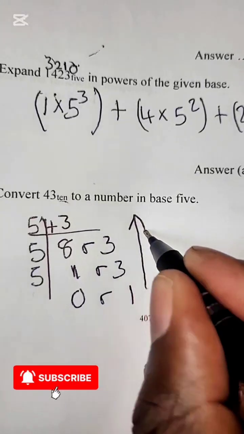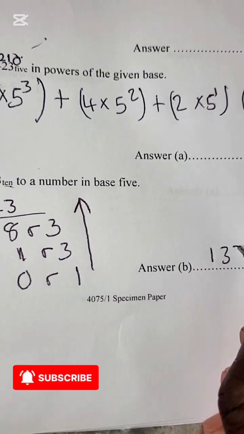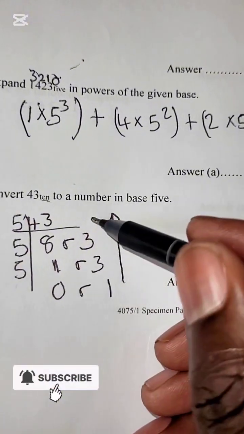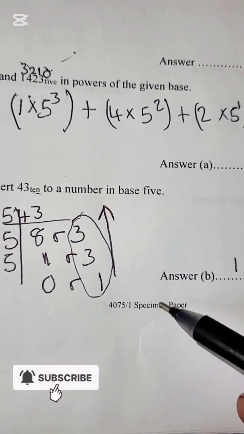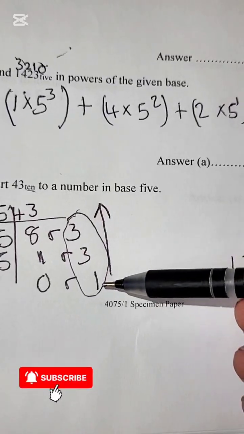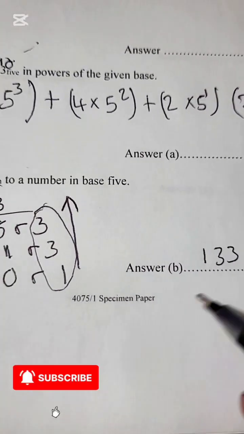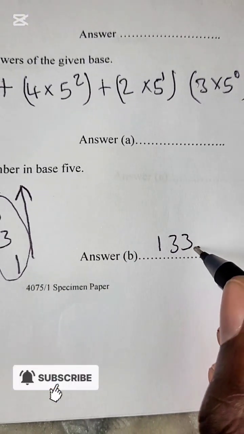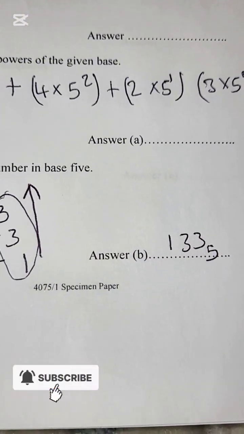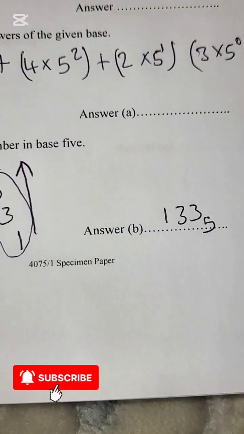Okay, so our answer is 1, 3, 3. Our remainders are our answers, so we start from the bottom going upwards. So it's now 1, 3, 3 base 5. That's 43 in base 5.